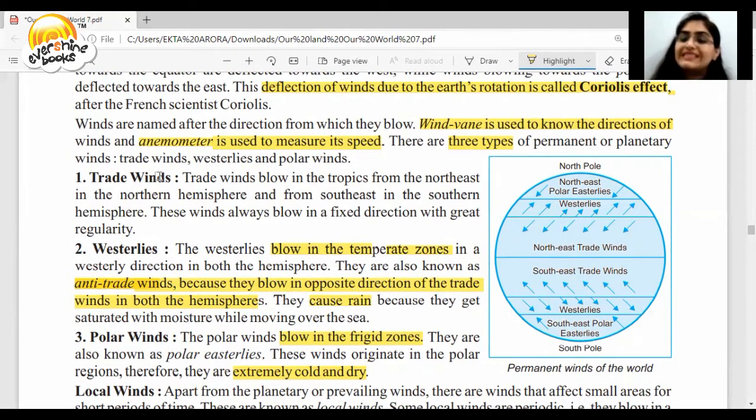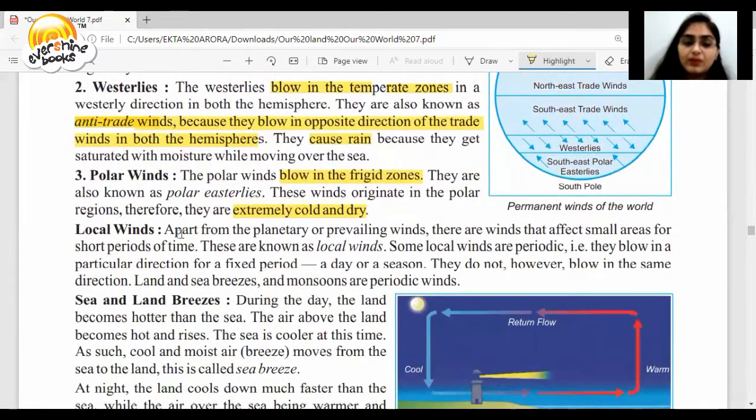Now, if we talk about these trade winds, they blow in the tropics, northeast in the northern hemisphere, and southeast in the southern hemisphere. These winds blow in a fixed direction with a great regularity. What are local winds? Apart from the planetary winds, there are winds that affect a small area for a short period of time. These are known as local winds.